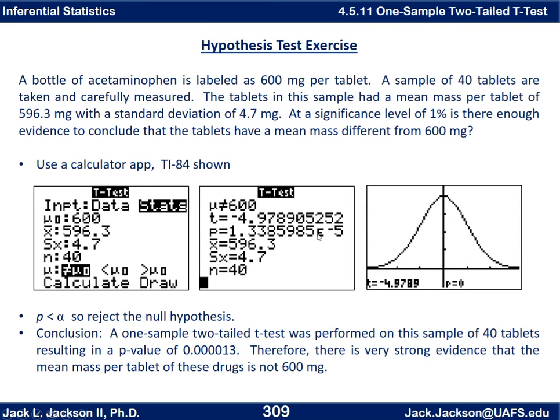And the alternative hypothesis is mu is not 600. There's the p-value. Be careful. See this E negative 5? That means times 10 to the negative 5th. So that means we're actually going to take the decimal and move it 5 places to the left.